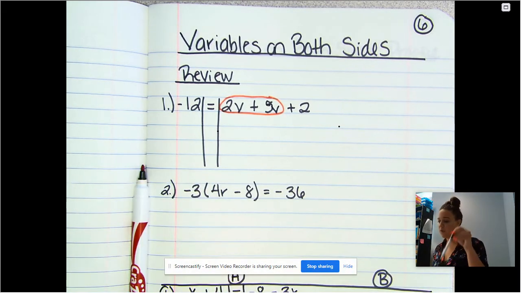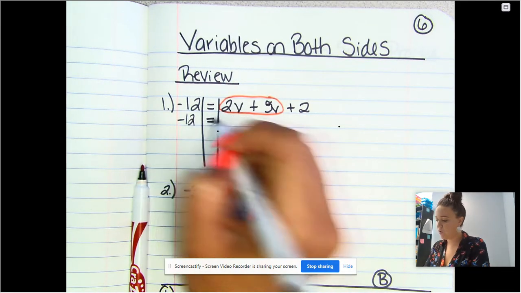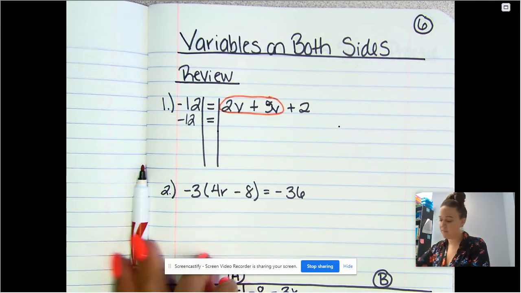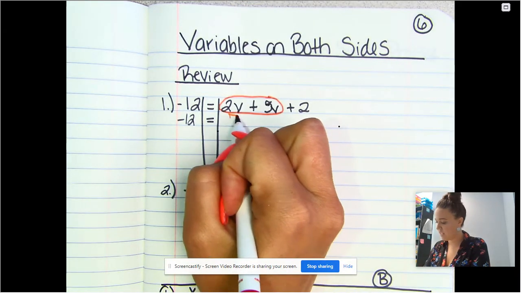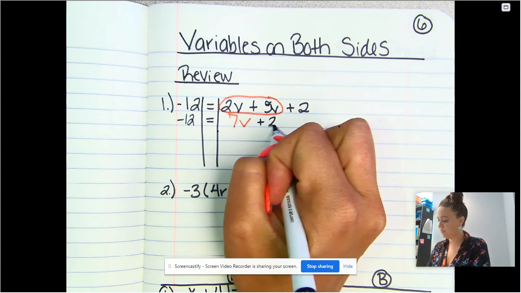Okay, so I'm going to leave negative 12 alone equals, and 2v plus 5v is equal to 7v. And then we have plus 2.